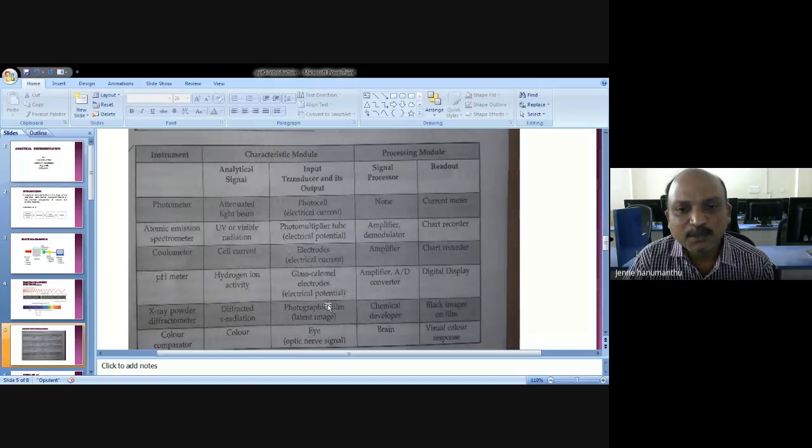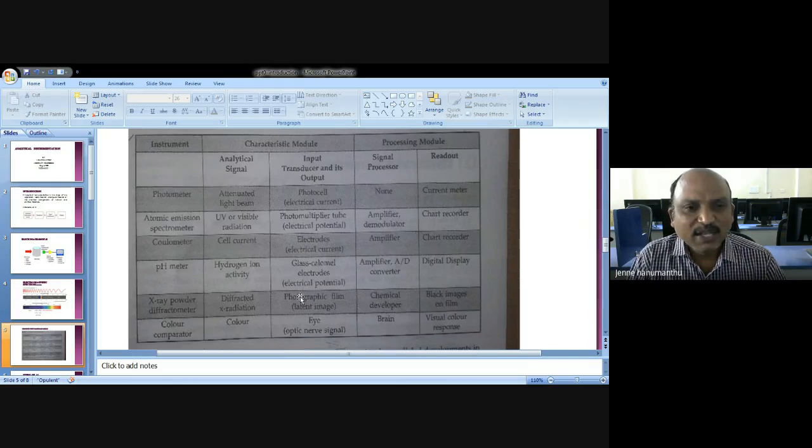So how do you measure this electrical potential? This can be measured with the help of a digital display, or maybe a voltmeter. The output of the electrodes is signal that is amplified and converted. That is nothing but the signal processor. So the output of electrodes is amplified and converted so that you can get digital output that is measured with the digital display.